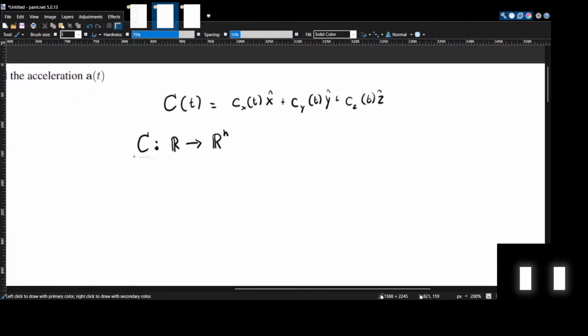C is the curve function that takes in an input that is one real number. That input is going to get mapped onto a vector that has n elements. So in our case, this is a 3-dimensional vector, so n here is 3. In general, though, the curve is basically a function from a real number to a vector.